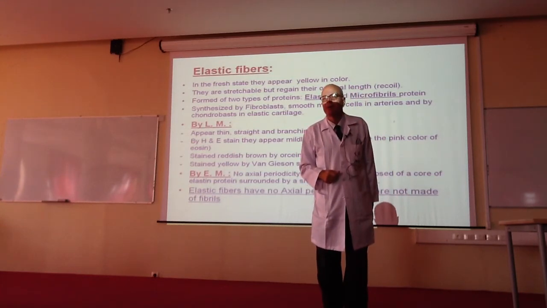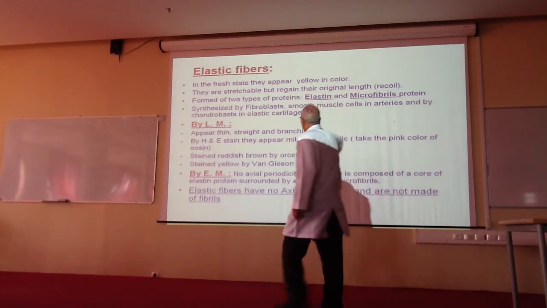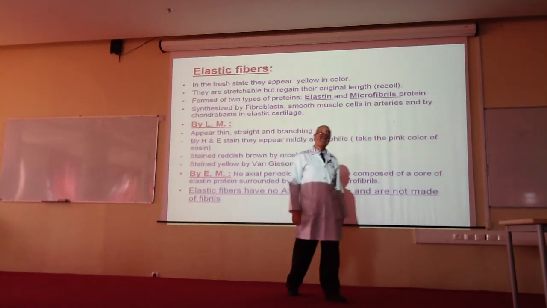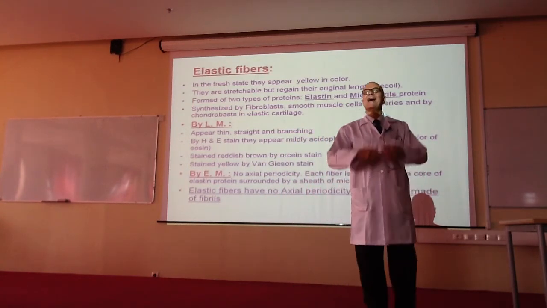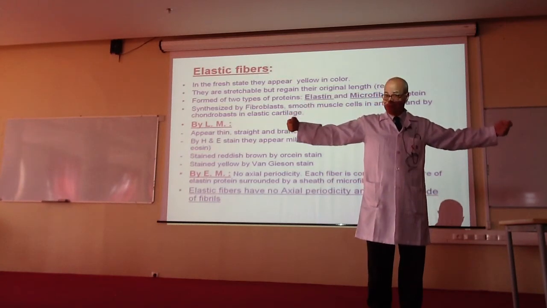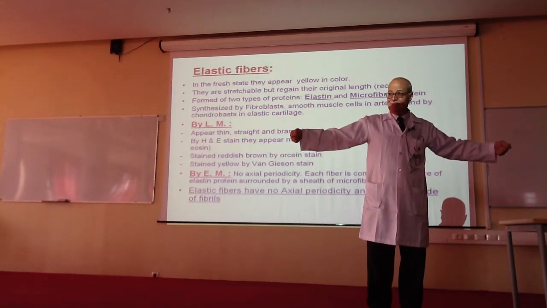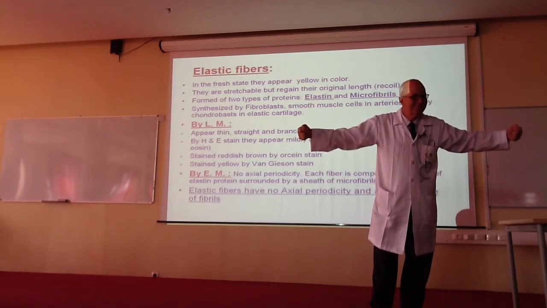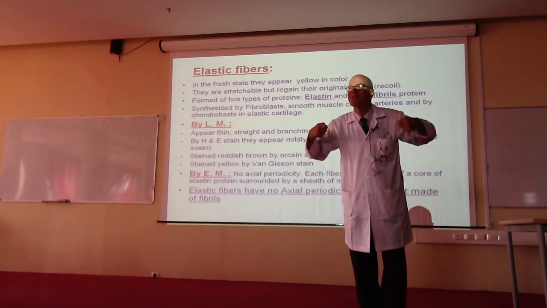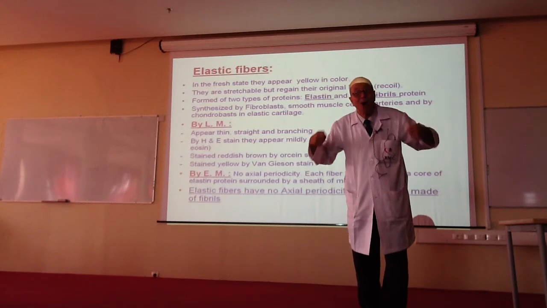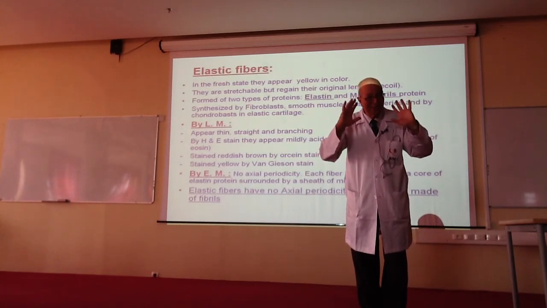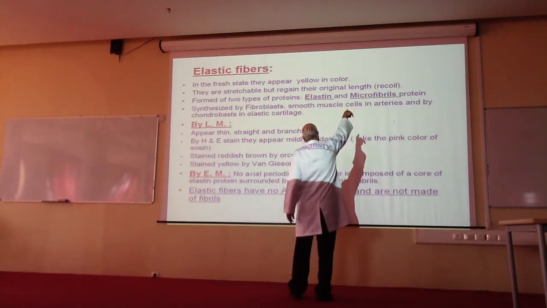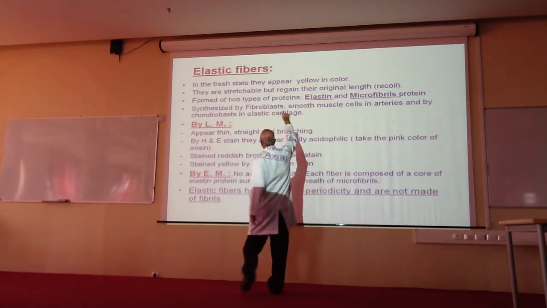What happens in Marfan syndrome? Elastin is present, but the microfibrils are deficient. So the elastic fibers can extend more. With more extension, it's easy to be cut. So this is the cause of rupture of the aorta in case of Marfan syndrome, where there is a deficient formation of microfibrils of elastic fibers.